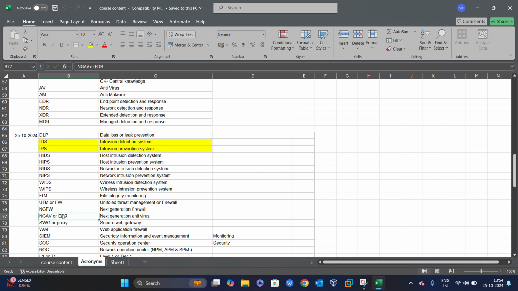Proxy will act as a bridge or a gateway in between the end user and the application. When the end user is accessing any website or any URL or any application, that request will go via the proxy. Then the proxy will validate whether the website or application or URL being accessed by the end user is malicious or non-malicious. If it is malicious, automatically it will block it, and if it is non-malicious, it will allow the end user to access it. So that concept is called proxy or secure web gateway.